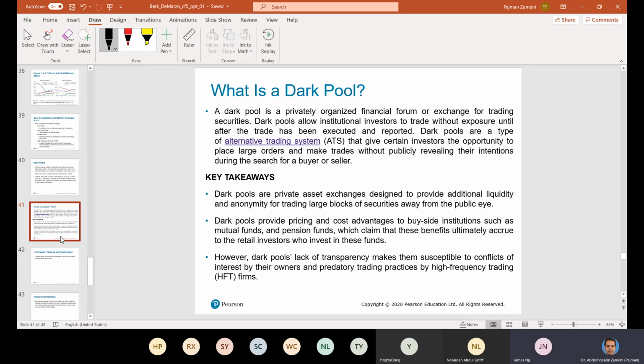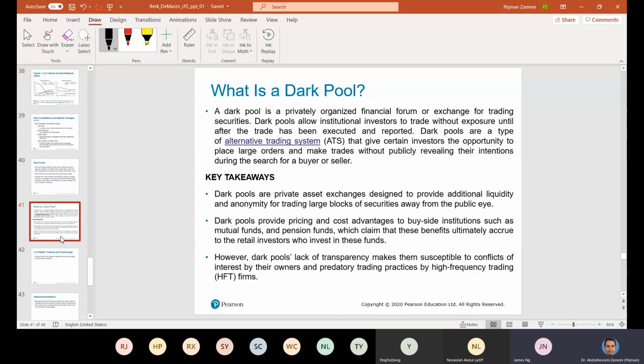And points to this, dark pools are private asset exchanges designed to provide additional liquidity and anonymity for trading large blocks of securities away from the public eye. Dark pools provide pricing and cost advantages to buy-side institutions such as mutual funds and pension funds, which claim that these benefits ultimately accrue to the retail investors who invest in these funds.